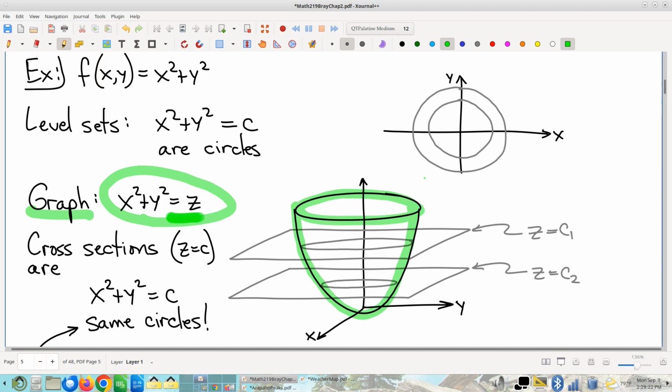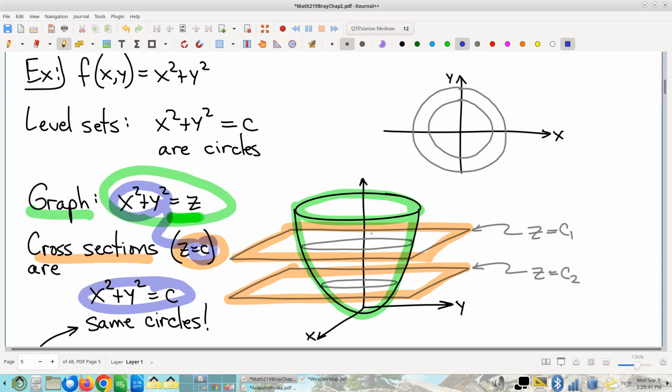And now let's take the horizontal cross section by, again, setting z equal to c, a horizontal slice by a horizontal plane, like so. And putting these together, x squared plus y squared equals c is what results. And those are indeed circles, just like the level sets.